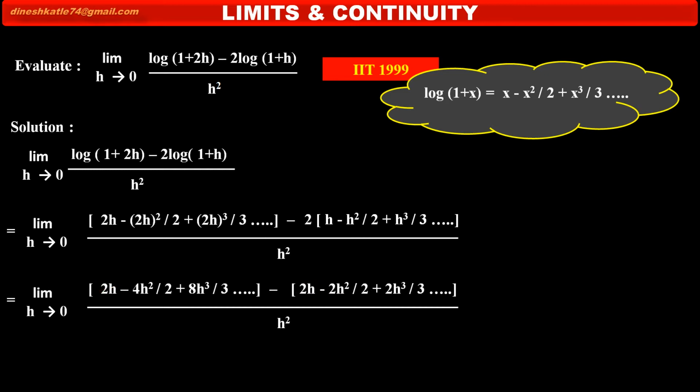2h and minus 2h cancel each other by subtraction. So collecting the similar terms together with separate denominator and separate limit, we get limit h tends to 0. Taking h square common from the second term of each bracket, we get in the bracket minus 4 upon 2, that is minus 2, minus minus plus 2 upon 2, that is 1, into h square upon denominator h square as it is.